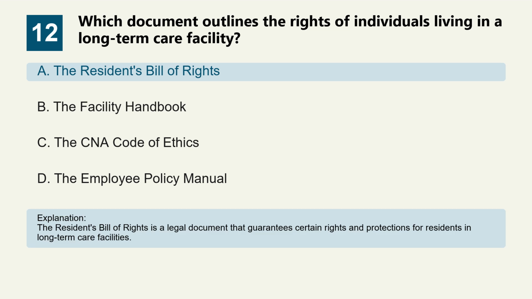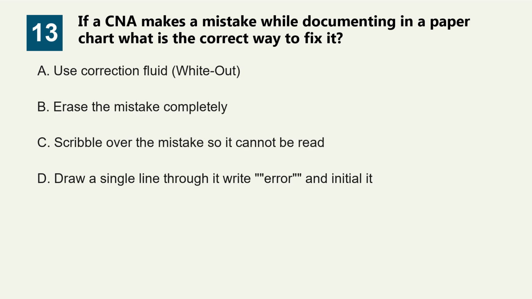The Resident's Bill of Rights is a legal document that guarantees certain rights and protections for residents in long-term care facilities. Question 13. If a CNA makes a mistake while documenting in a paper chart, what is the correct way to fix it? Option A. Use correction fluid, white out. Option B. Erase the mistake completely. Option C. Scribble over the mistake so it cannot be read. Option D. Draw a single line through it, write error, and initial it.